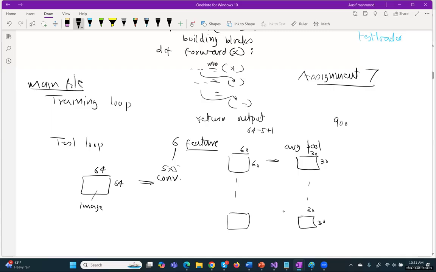So 30 by 30 is how much? 900, right? Suppose we are passing it to a classifier, just a one layer CNN, so 6 feature maps, then average pooling. Then I linearize it. If I ask you what is the dimensionality of the latent space, what will be the answer? It will be 900 times 6, which is 5,400, right?